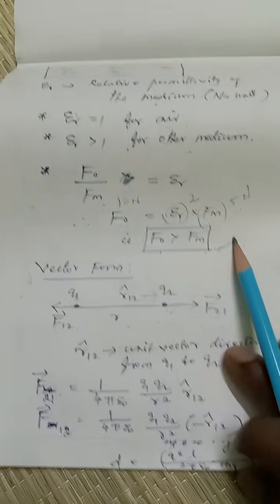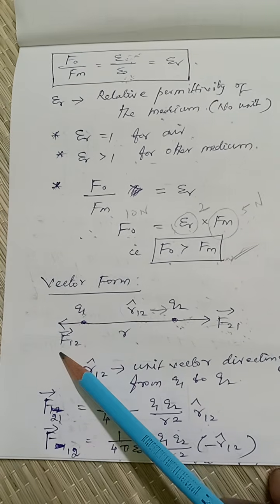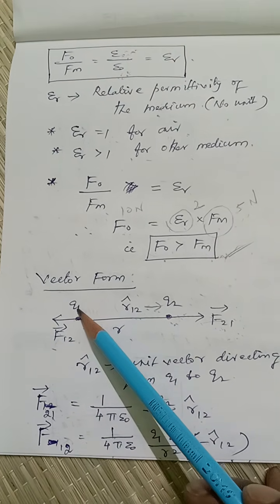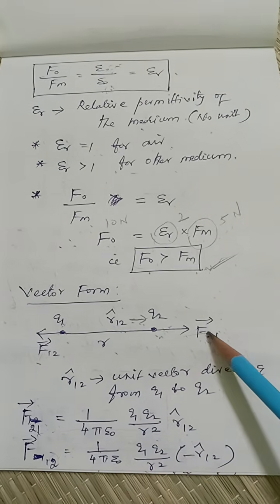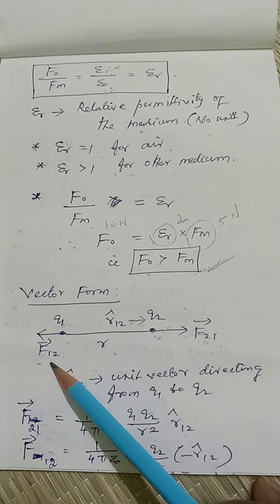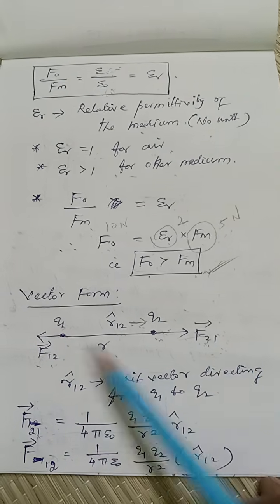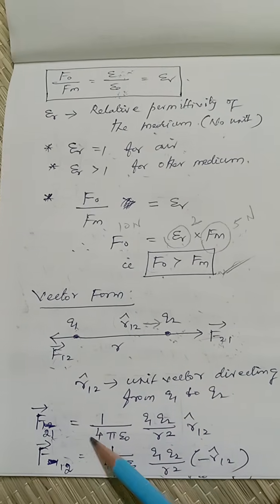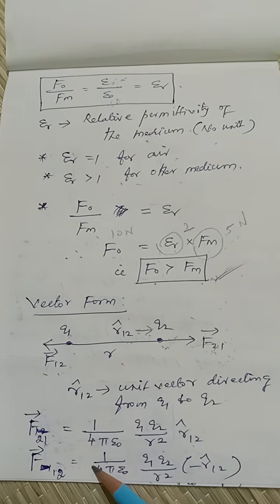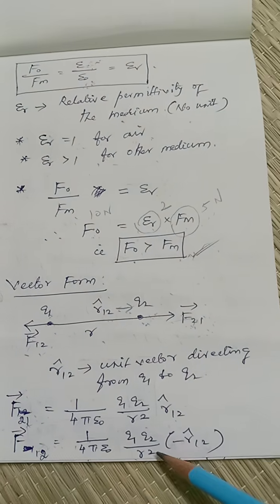Then see the F12 vector. F12 vector means the force acting on Q1. So F12 vector is equal to the same. Both forces F21 and F12 are equal in magnitude, which means they have the same value, but they are different in direction. So F12 also has the magnitude 1 by 4 pi epsilon naught Q1 into Q2 by r squared only.